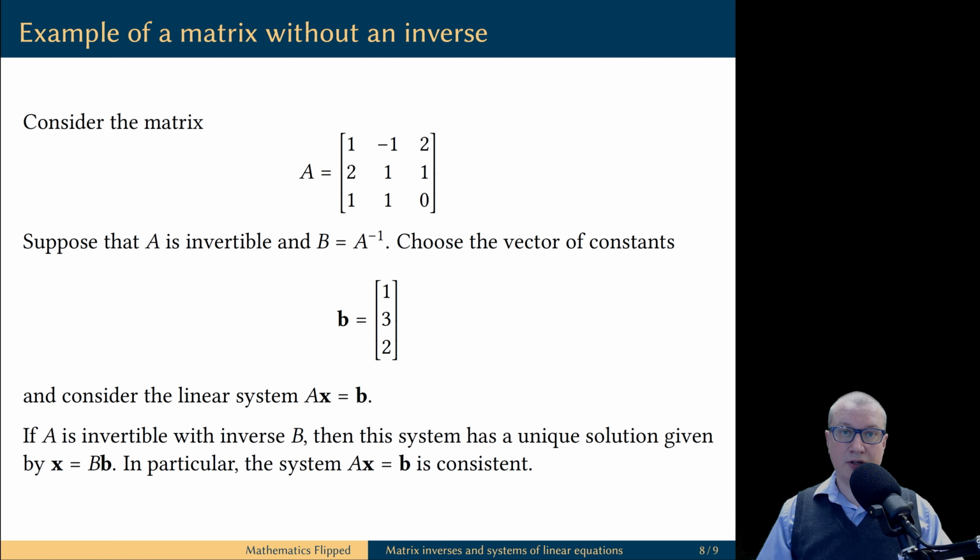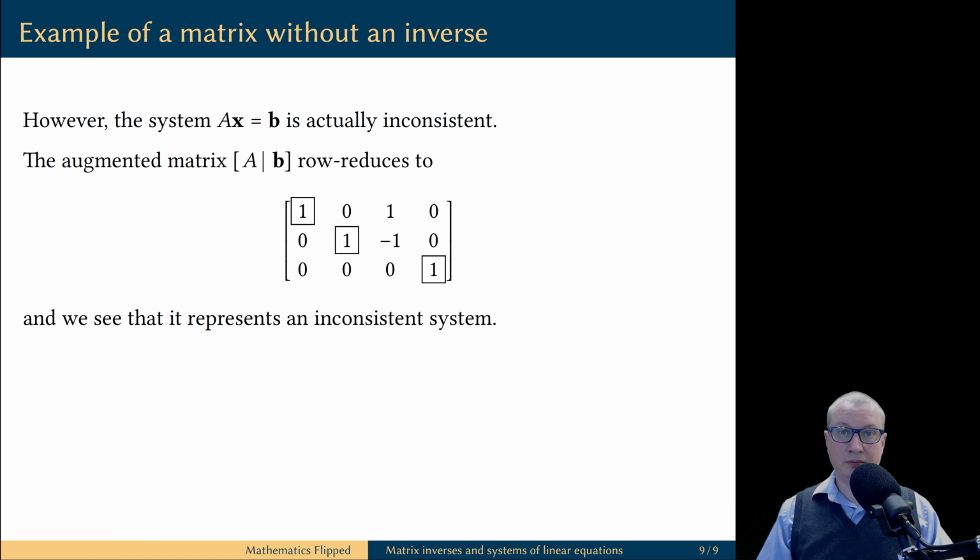If the matrix A is invertible with the inverse B, then we can apply our newly discovered procedure to see that this linear system has a unique solution. And this solution is given by the matrix B multiplied by the vector b. In particular, the fact that this linear system has a unique solution means that the system is consistent. However, in the real world, not in La La Land, this system is in fact inconsistent.